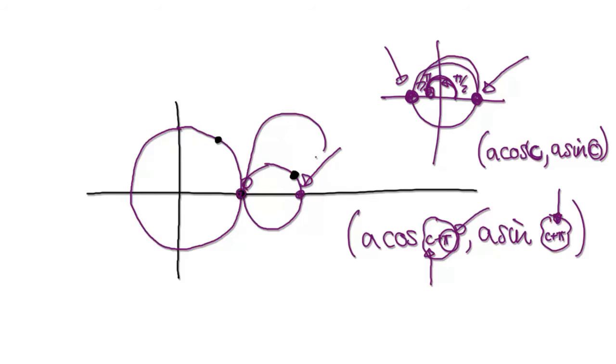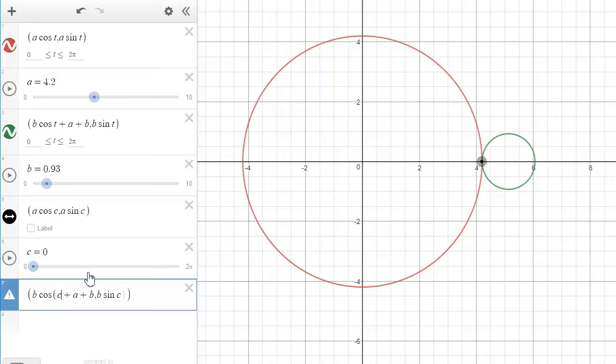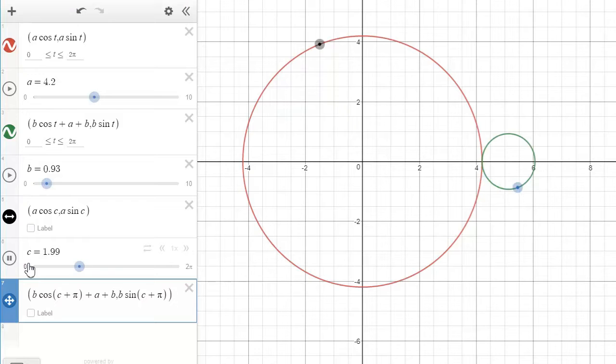So hang on, back to this. Looking at the blue particle, we need to inject pi into the angle. This is your angle here, C. But when C is 0, you need to force it to start at pi. So add pi. And for this one here, you also need to change this to add pi. Close it off. So now both particles start in the same place.